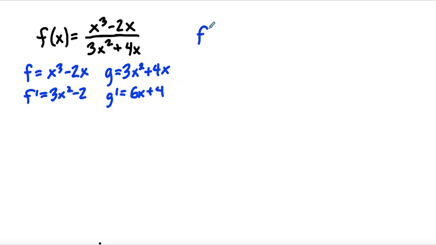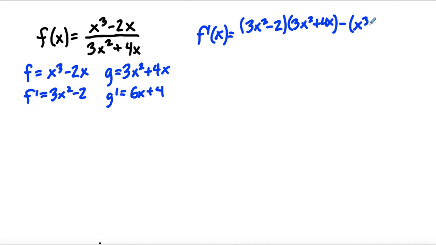Let's go ahead and do my derivative over here because we might need a little room for this one. Okay, so we're going to have f prime g minus f g prime. So we're going to have 3x squared minus 2 times g, which is 3x squared plus 4x, minus f g prime. So that's going to be x cubed minus 2x times g prime, which is 6x plus 4.